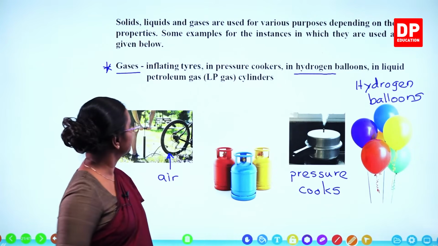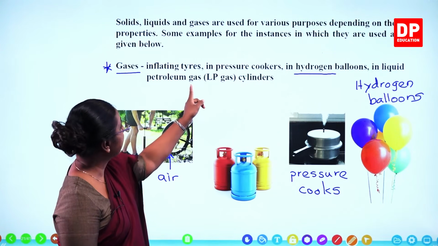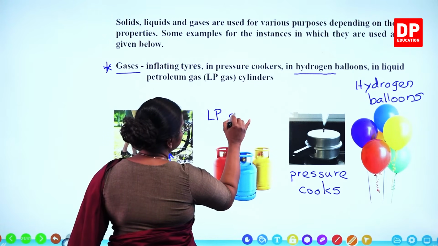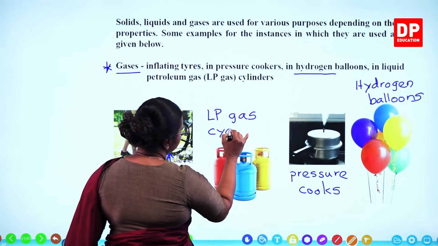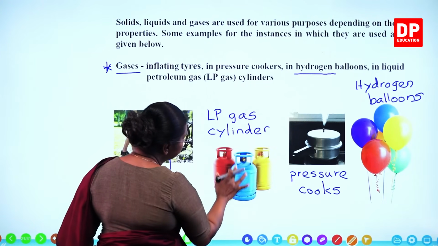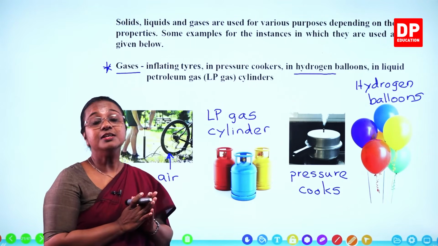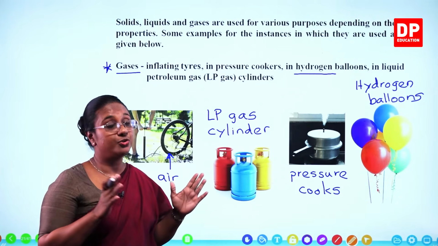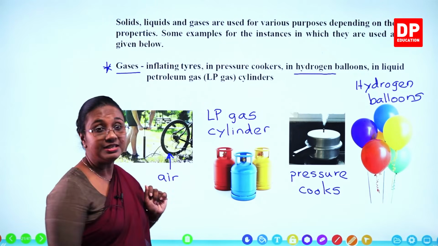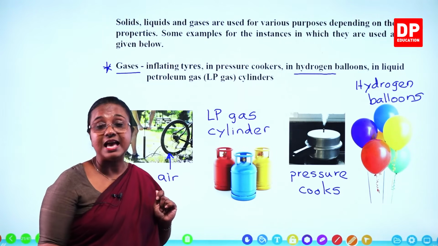Then we have the last one. Liquid petroleum gas, I mentioned this before also students, LP gas, liquid petroleum gas cylinders. Now in these gas cylinders also there is gas. So that is why we say gas cylinders. Inside the cylinder, the gas, that is the liquid petroleum gas, is compressed and it's filled into the cylinder. You use this in your household, so you are familiar with this concept. So these are some of the uses of different gases. Inflating tires, pressure cookers, then hydrogen balloons and LP gas cylinders.